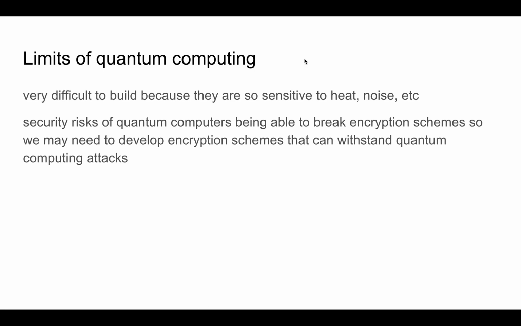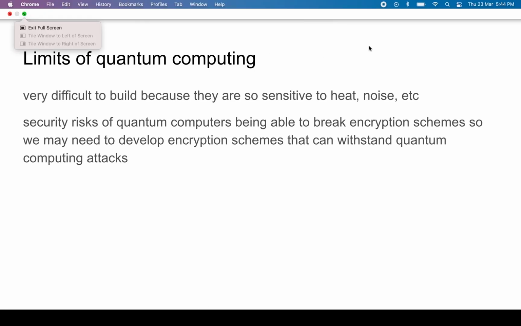Okay, right now we'll be talking about the limits of quantum computing. So basically, we know that quantum computers are very sensitive, and they need to be stored at very cold temperatures, near absolute zero, because the quantum state is very fragile, and decoherence effects will minimize or prevent superposition. Most quantum algorithms use superposition, so it's very difficult to build because of how sensitive quantum computers are to heat and noise.